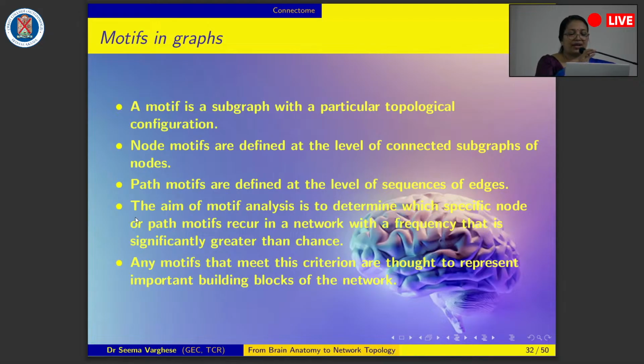So the aim of the motif analysis is to determine which specific nodes or paths recur in a network with a frequency that is significantly greater than chance. The first connectome which was developed was that of C. elegans. In the C. elegans connectome, they identified that triangular motifs occur more frequently than any other motifs. So in the brain, it is believed that triangular motifs are more frequent than other subgraphs.